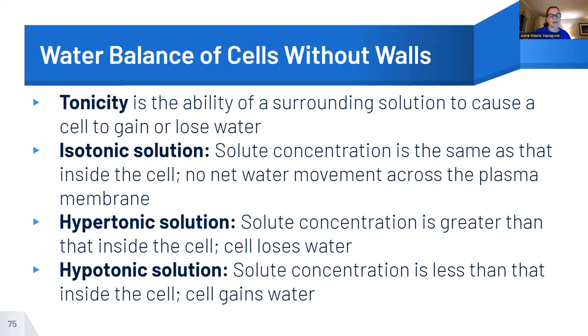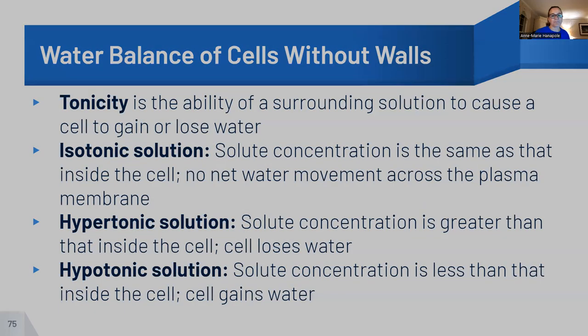A hypertonic solution is when the solute concentration is greater than that inside the cell, and so the cell is going to lose water. It's going to cause the cell to shrivel up. And then a hypotonic solution, the solute concentration is less than that inside the cell, and the cell gains water.